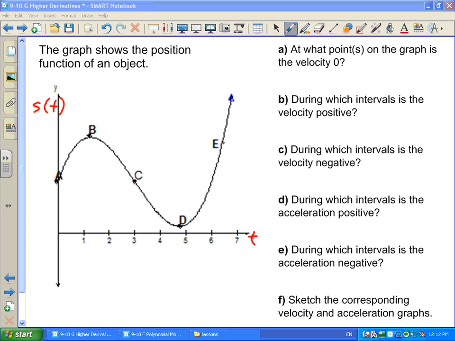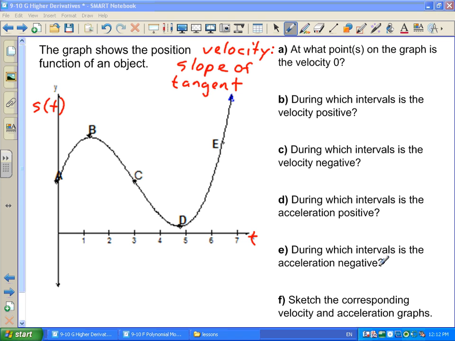If we're talking about velocity, but we have a position function, we have to remember that velocity is represented by the slope of the tangent to the position function. So velocity is the slope of the tangent to this function that we have here. To answer these questions, we should take a few points here and visualize what the slope of the tangent is going to look like at each of these points.